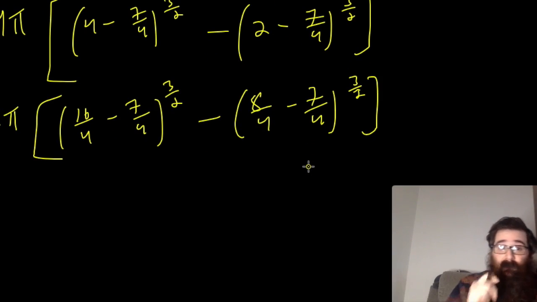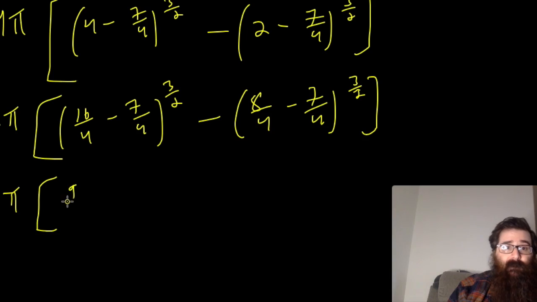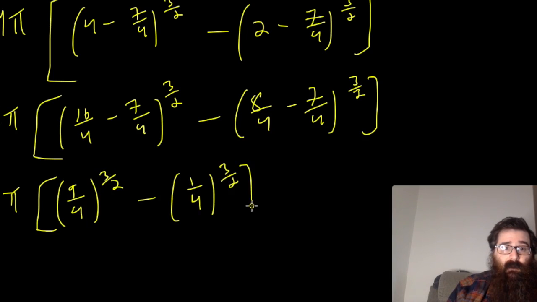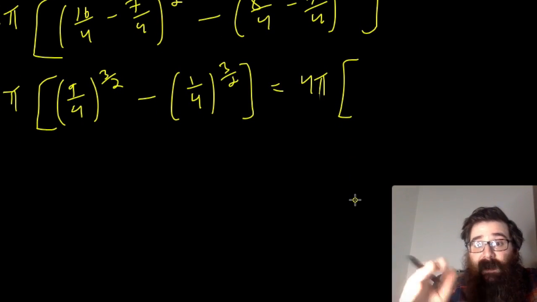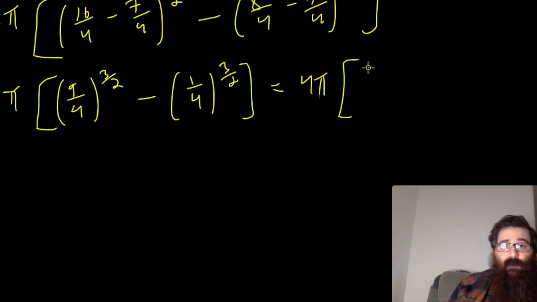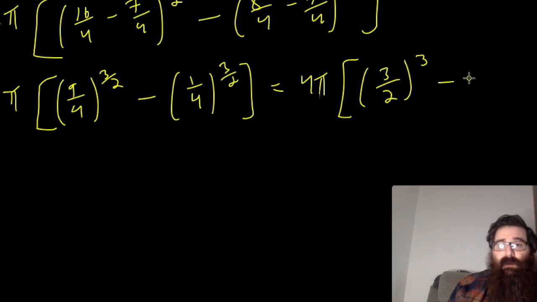And we can keep going with this. So here we have 4 pi in front. 16/4 minus 7/4 is going to give us 9/4. And that's to the 3/2 power, minus 8/4 minus 7/4 is 1/4 to the 3/2 power. And then I can work through the fractional exponents as well. So 4 pi, I like to do the fraction part first so I can do square roots and then cube. Square root of 9 is 3, square root of 4 is 2, and I still have to do the numerator exponent, minus square root of 1 is 1, square root of 4 is 2, but I still have to cube.